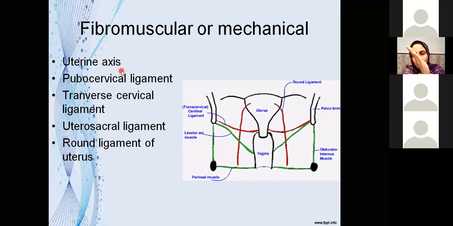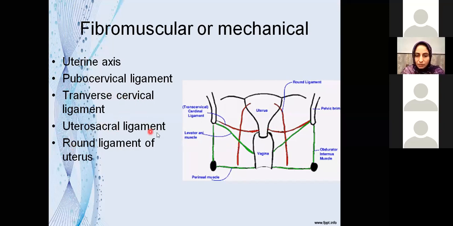और retroverted में भी इतनी position नहीं होती कि most of the weight of the uterus is on the cervix and vagina. So that's why there are more chances of the prolapse in other positions other than the anteverted, anteflexed. So this is known as uterine axis, which is one of the factors for preventing the prolapse of the uterus. Then there are different ligaments: pubocervical, transverse cervical, uterosacral, round ligament.